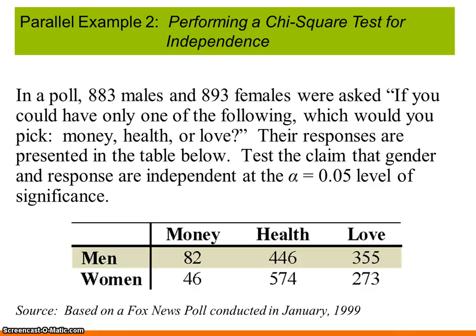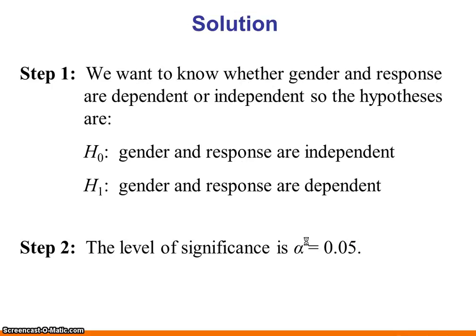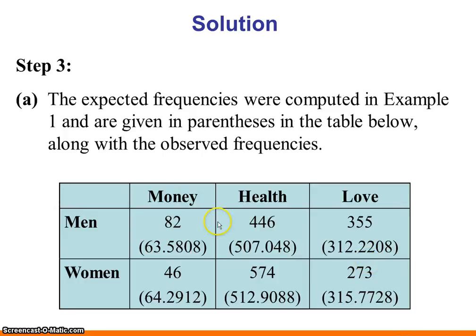So let's look at an example where we actually go through the chi-squared test for independence. So here we're using the data that we looked at before. Again, the null hypothesis will be that the gender and response are independent, and the alternative hypothesis will be that gender and response are dependent. Our level of significance in this case is 0.05. So we would calculate the expected frequencies just as we did before.